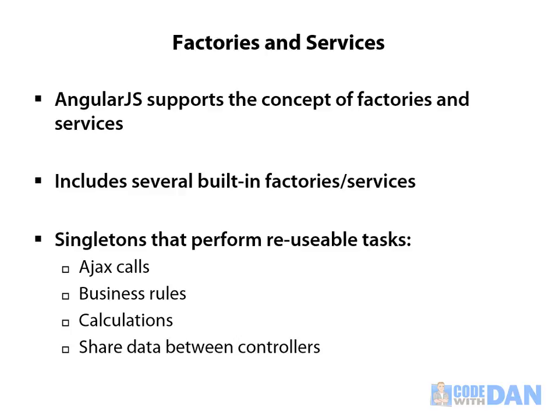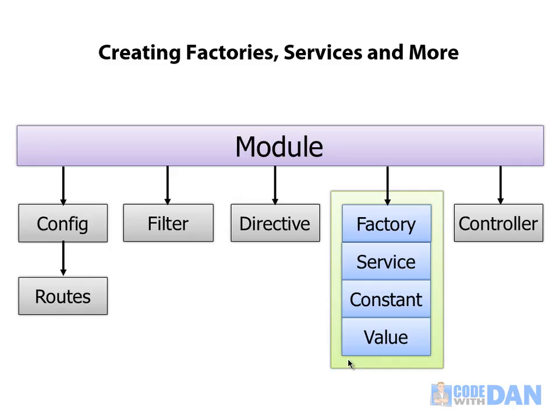Now, why would you want to use them? Well, you might want to put your AJAX calls in one particular place so that multiple controllers can reuse that code and you don't duplicate the code. You might have some business rules that are shared across controllers or other components in your app. Calculations, sharing data between controllers. All of these things and more would be good use cases for using factories or services.